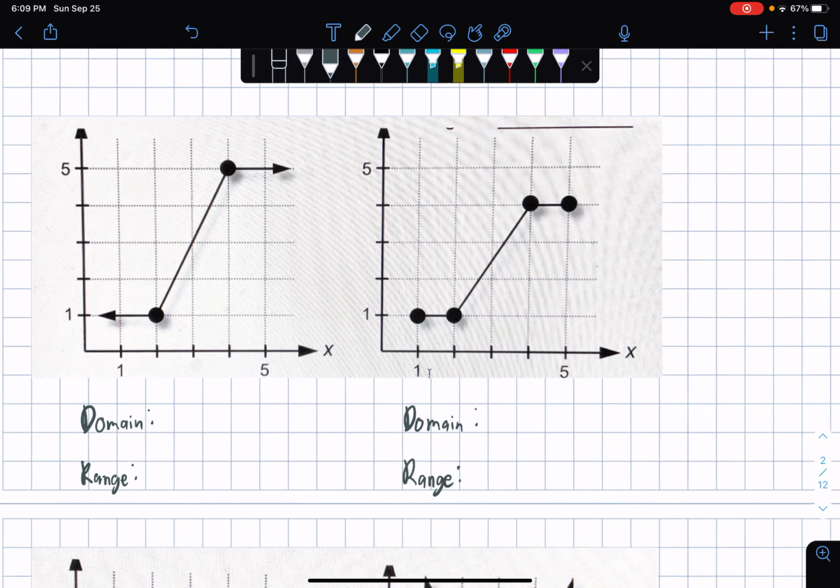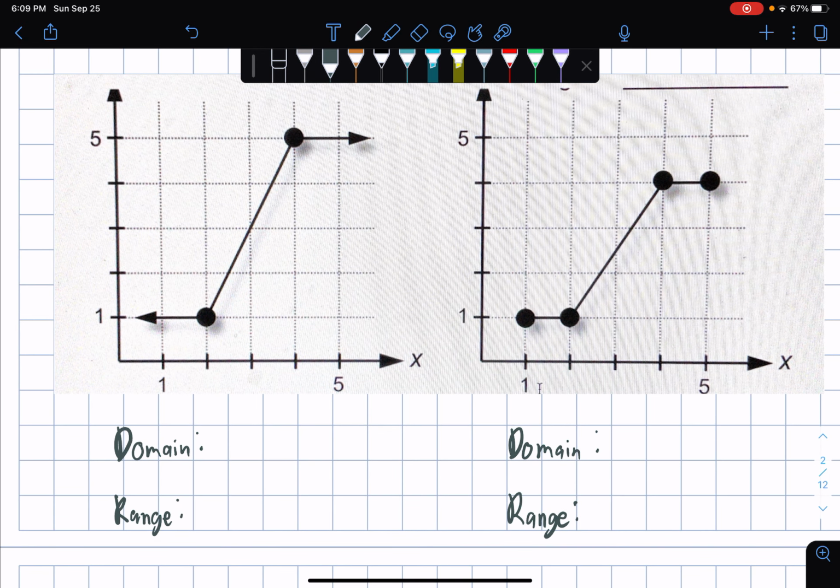So next problem. So the domain, as you can see here, the arrowhead goes all the way to the left and another arrowhead goes all the way to the right. So obviously the domain is the set of real numbers, or negative infinity all the way to positive infinity. Right. For the range, it's quite limited actually. So starting from here all the way here, it's just 1, 5. That's the range.